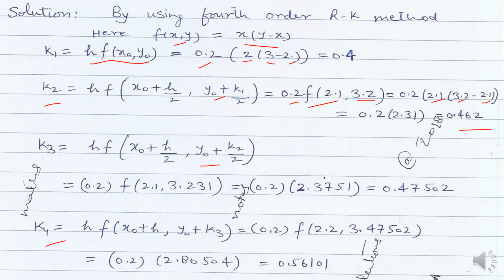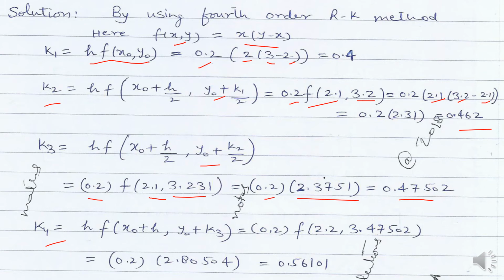Now we calculate k3. k3 is h f(x0 plus h by 2, y0 plus k2 by 2). We substitute values here. h is equal to 0.2 and x0 plus h by 2 we have already calculated, 2.1, and y0 is 3 and k2 we got 0.462. So 0.462 by 2 is 0.231. So this becomes 3.231. We calculate with h, that is 0.2, and the function value at 2.1 and 3.231 comes this much. So we get the value of k3.